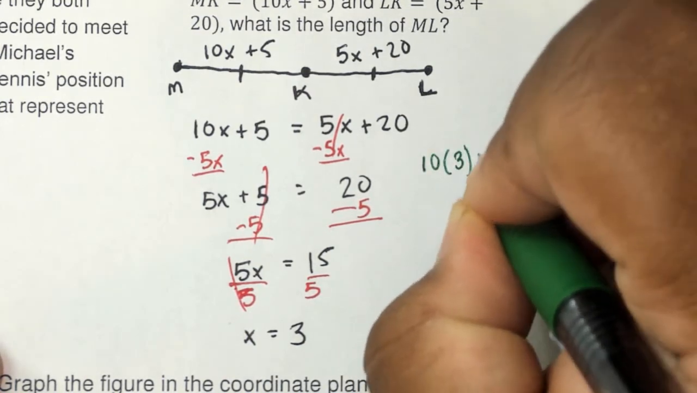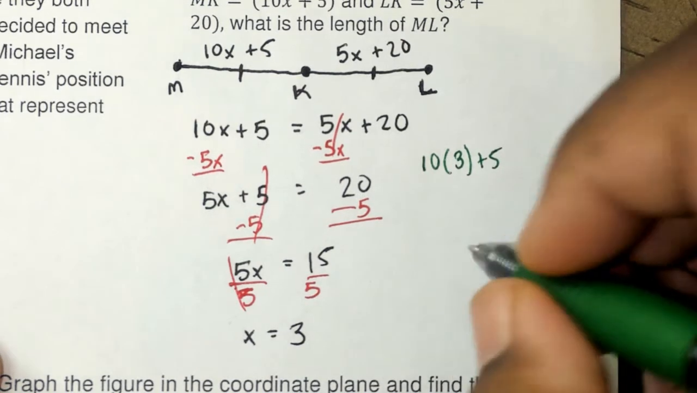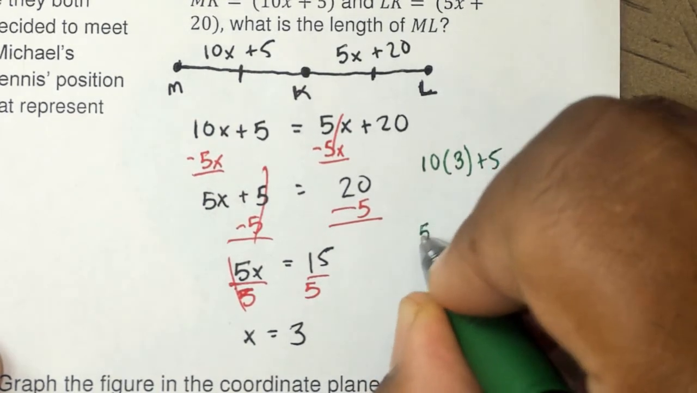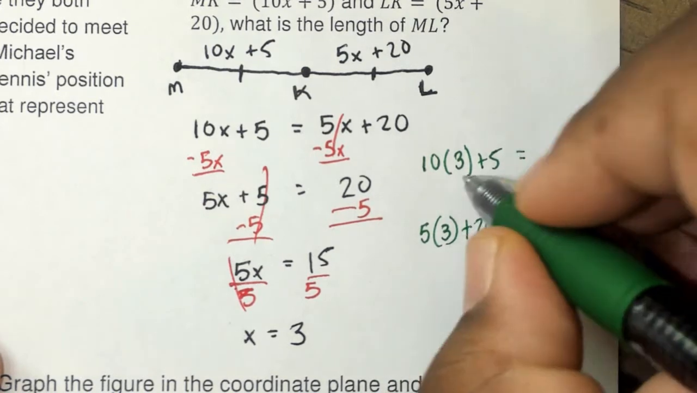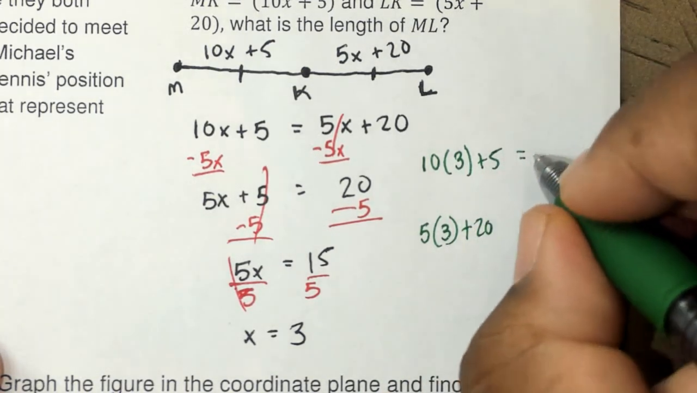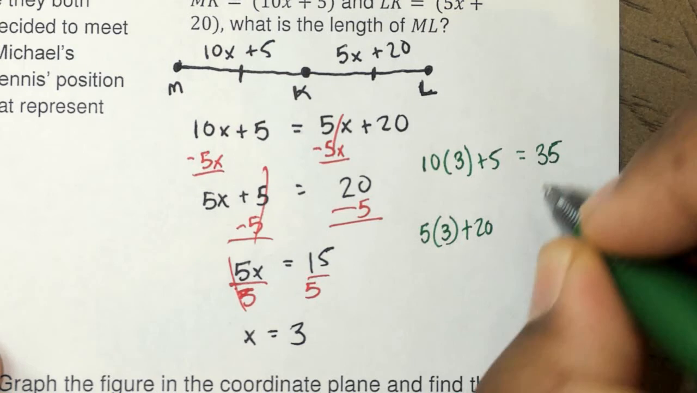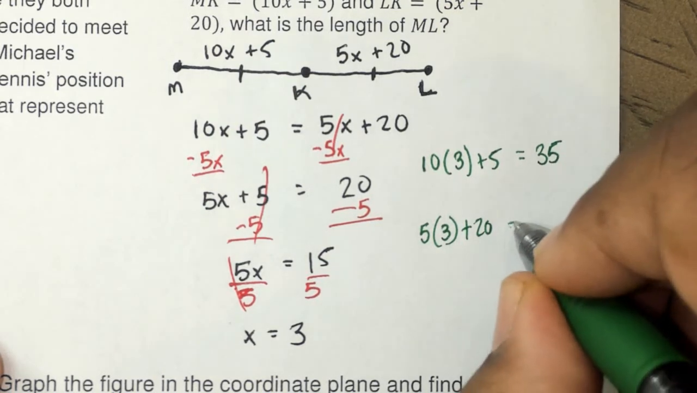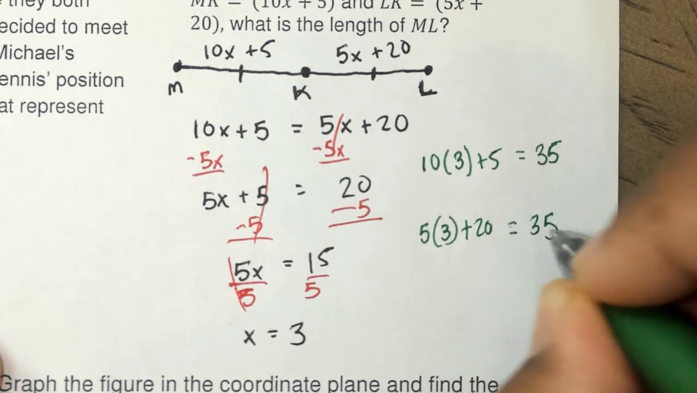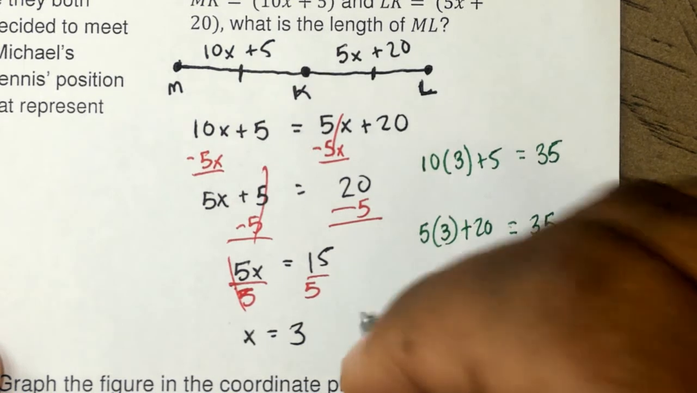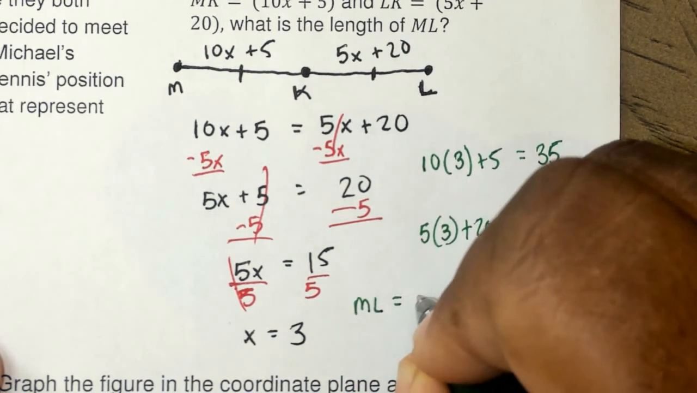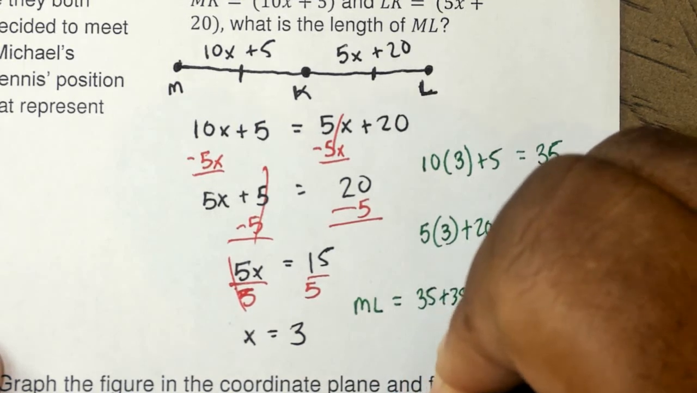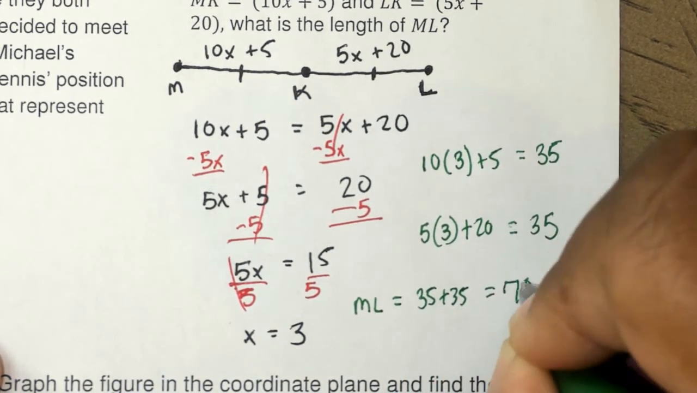So I'm doing 10 times 3 plus 5 for the first side. Second side, I'm doing 5 times 3 plus 20. 10 times 3 is 30 plus 5, 35. 5 times 3 is 15. 15 plus 20 is 35. You get 35 and 35, so ML equals 35 plus 35, which equals 70.